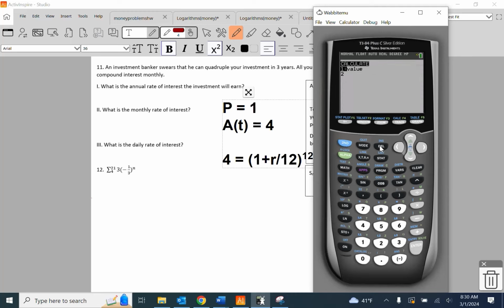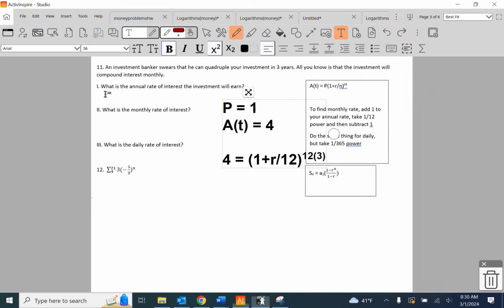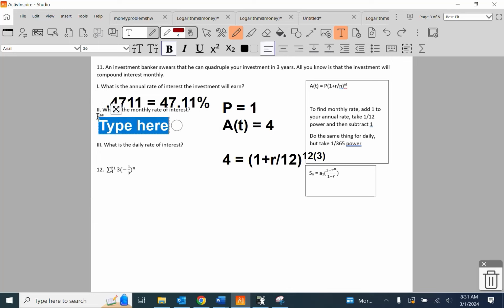Second, trace 5. Enter, enter, enter. And I got 0.4711. So 0.4711, which is 47.11%. Not bad. To find the monthly rate of interest, you have to add a 1 to that thing.